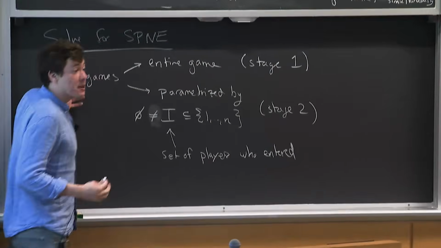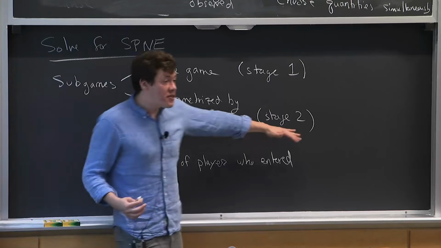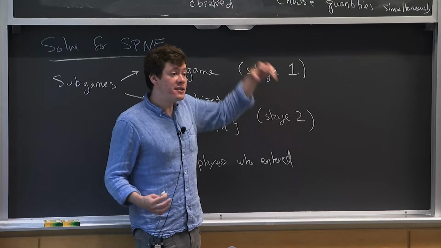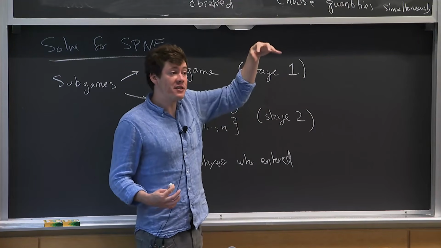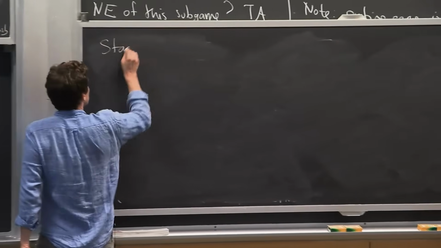So I've achieved step 1. I've identified the subgames. Now I want to work backwards. So I'm going to start with the subgames here and try to find a Nash equilibrium of each of these subgames. So suppose we're in stage 2.